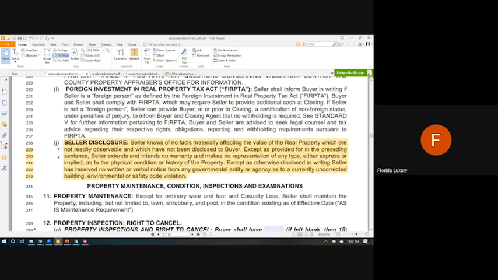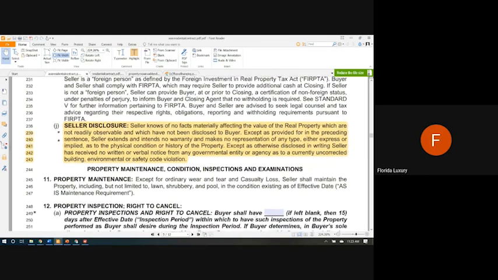The seller's disclosure. Now, again, this is where that non-occupancy disclosure part comes in. The seller knows of no facts that materially affect the value of the real property which are not readily observable and which have not been disclosed to the buyer, except as provided for in the preceding sentence. The seller extends and intends no warranty and makes no representation, blah, blah, blah. So this is an as-is contract. But it says in here, the seller has no knowledge. If the seller does have knowledge, it has to be disclosed. So again, it's just the third time now that this comes in.